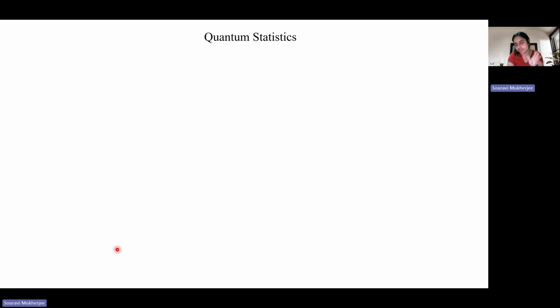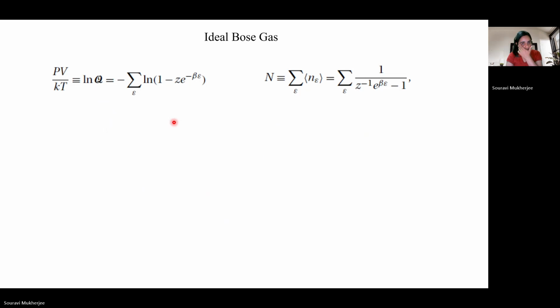Till now, we were talking about the general description behind quantum statistics. Now we are looking particularly into the Bose-Einstein distribution. So you put A equal to -1, and this is the relation: PV by KT is equal to ln Q. Again, you can write N, the total or average number of particles, as the summation over epsilon of n epsilon. This term here is your mean occupation number: 1 over z inverse e to the power beta epsilon minus 1.